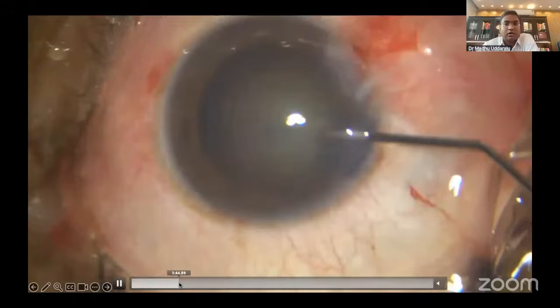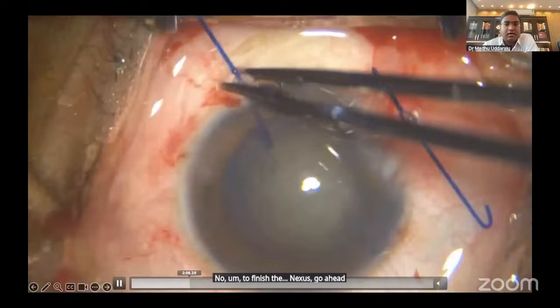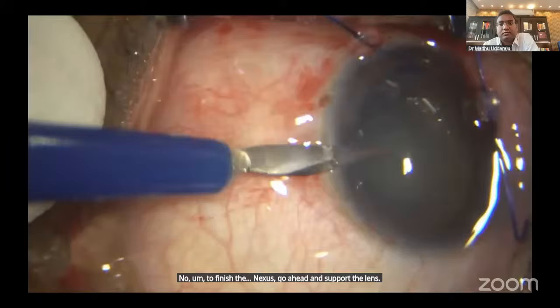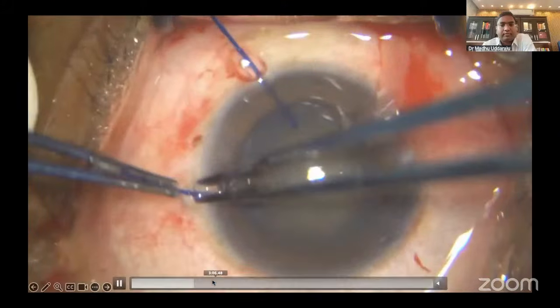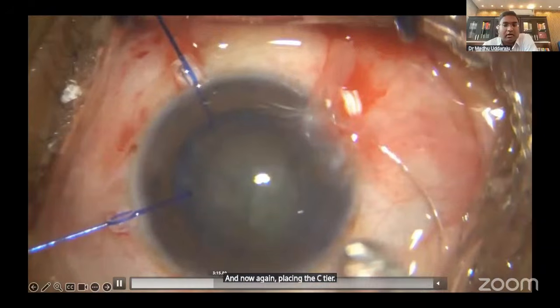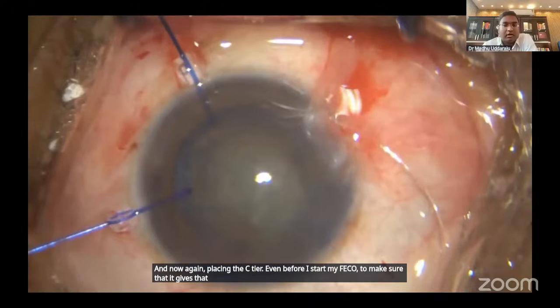And once you finish the rhexis, go ahead and support the lens capsule in the area where it is weak. And now again, placing the CTR even before I start my phaco to make sure that it gives that horizontal tautness.